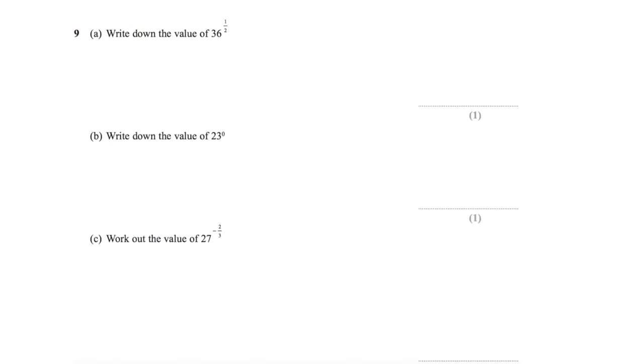9a, write down the value of 36 raised to the power of a half. So what we need to do to answer this question is to square root 36. Square root 36 is 6. Therefore, our answer is 6. 9b, write down the value of 23 raised to the power of 0. Anything raised to the power of 0 is automatically 1.